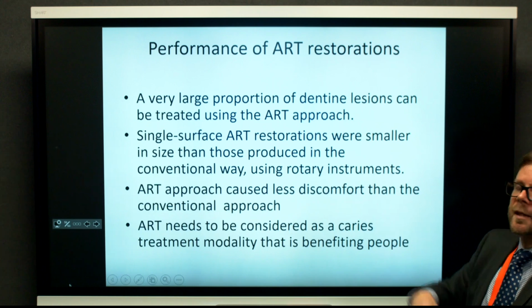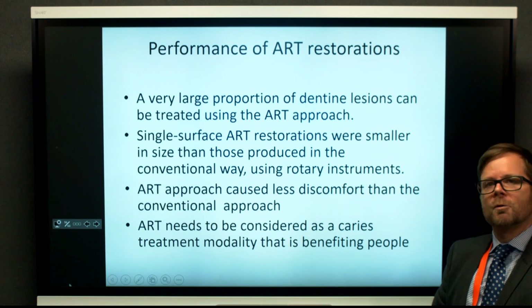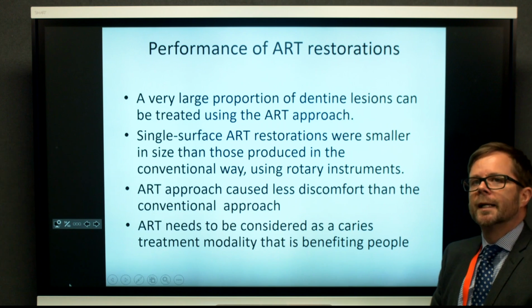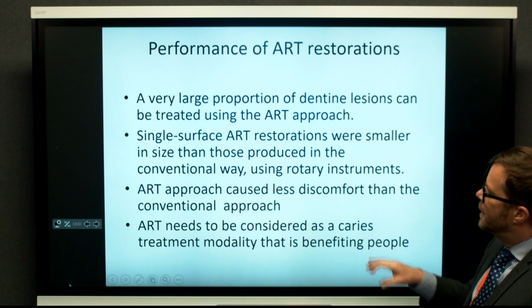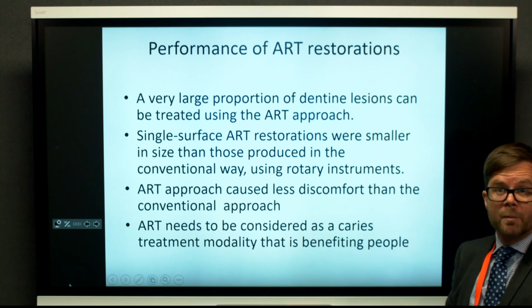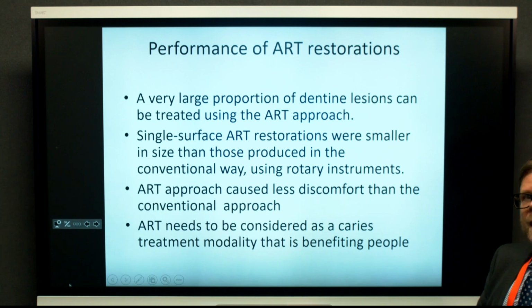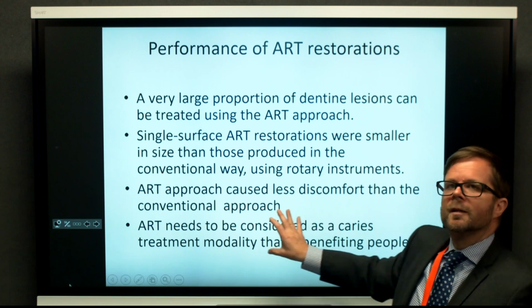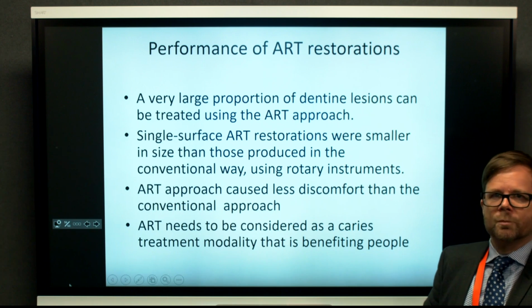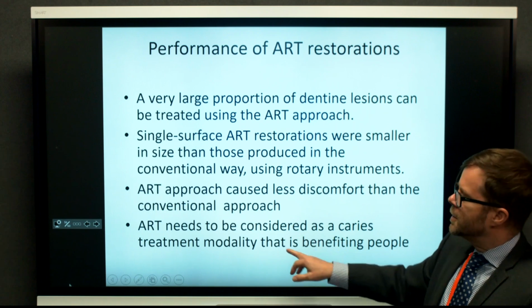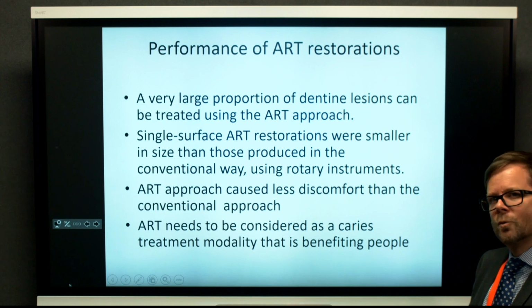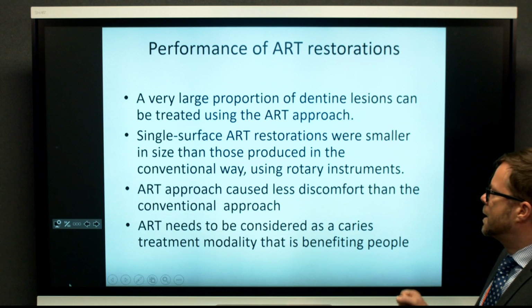Another interesting thing is that the ART approach in many studies was shown to be more acceptable to patients than the conventional approach of using a local anaesthetic and a handpiece. So again, thinking about our patient acceptance or comfort, that's something that maybe we need to consider as well. So ART should be something that you think about in modern dental practice as well as in resource-poor settings, because it's a treatment modality that is minimally invasive and may actually benefit people. So deciding when to use it, of course, is the important thing.